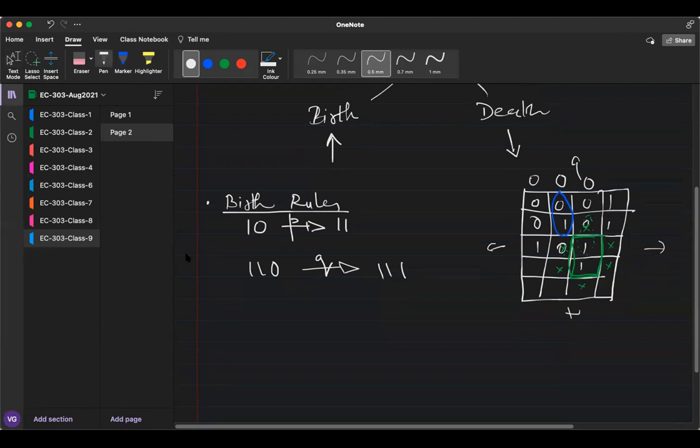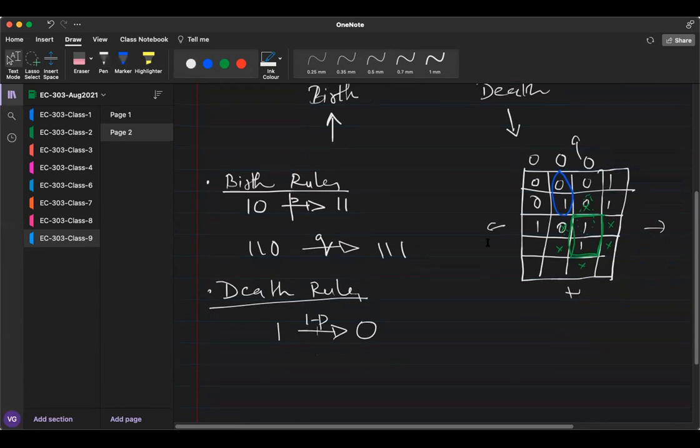What about the death, by the way? So we of course already had a death rule. 1 becomes 0 with probability 1 minus p. Now again, this one is different from this one. In what way? In the sense that none of the nearest neighbors of this one is actually occupied, whereas the nearest neighbor of this has an occupancy.